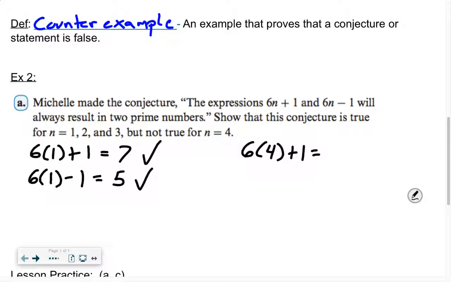24 plus 1 gets us 25. Is 25 prime? No, it is not. So we hit a pretty good string of it. You know, it worked for 1, 2, and 3. If we did the work, we would have seen that. But now when we try 4 for n, it no longer works. It has busted. Okay. Questions on that?